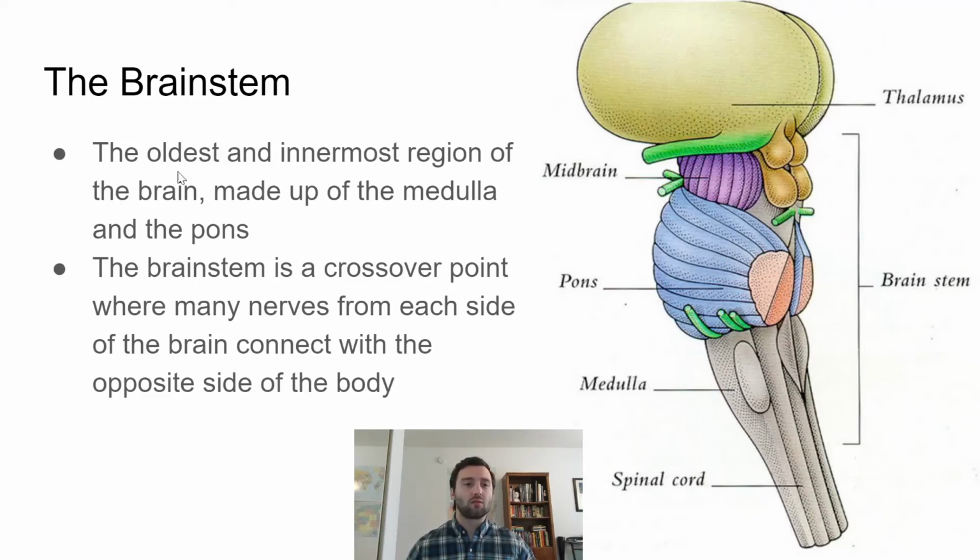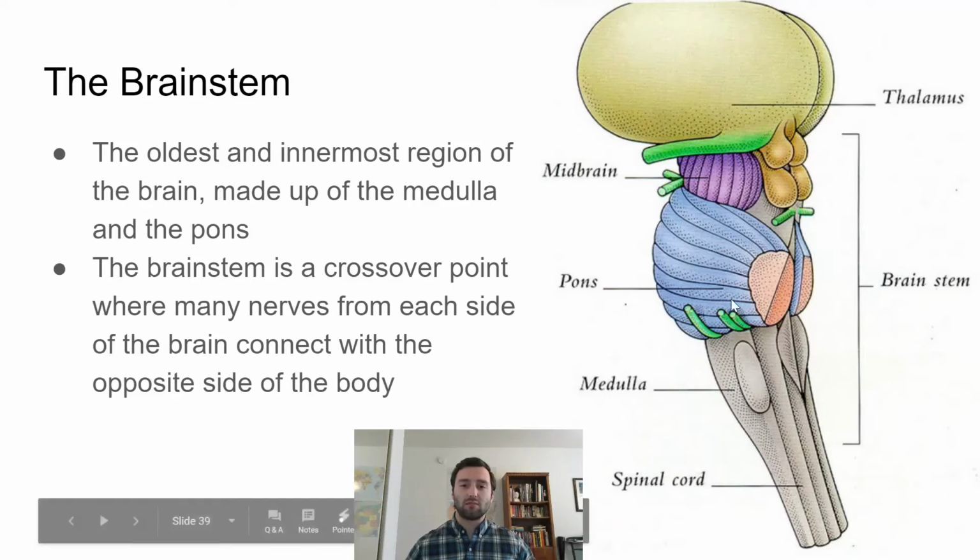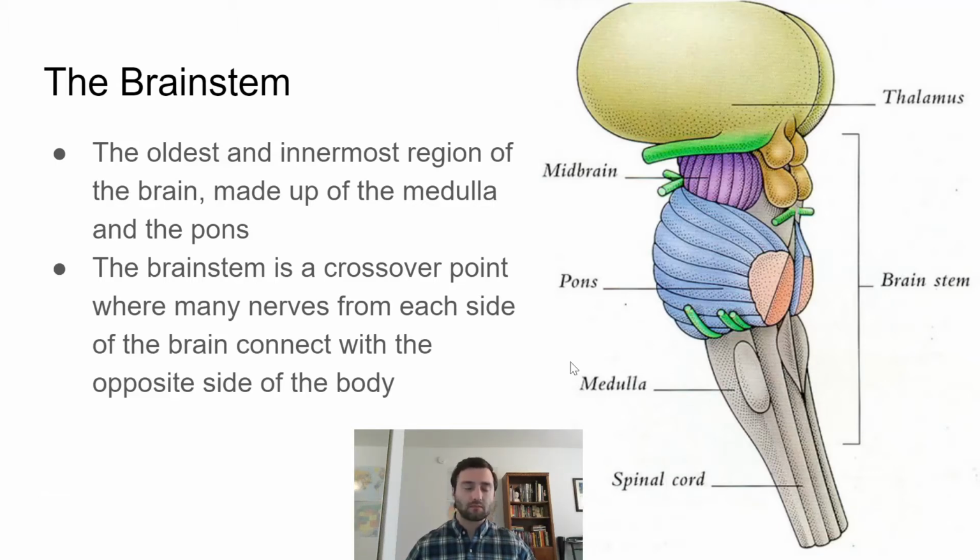These are the oldest and innermost region of the brain, made up of the medulla and the pons, right? So here's the medulla right there. Here's the pons right here. The spinal cord technically isn't part of the brain. That's why they're not mentioning the spinal cord here. Again, the thalamus is separate, and the midbrain is sometimes considered separate as well. But the 2 big parts are the pons and the medulla.